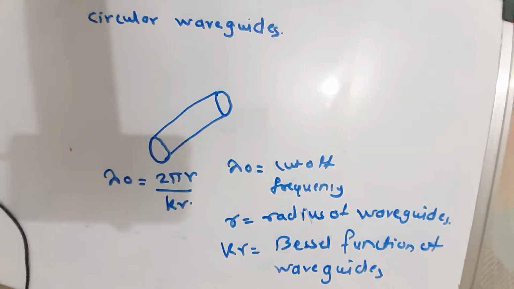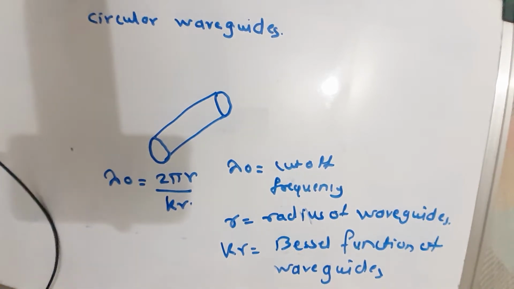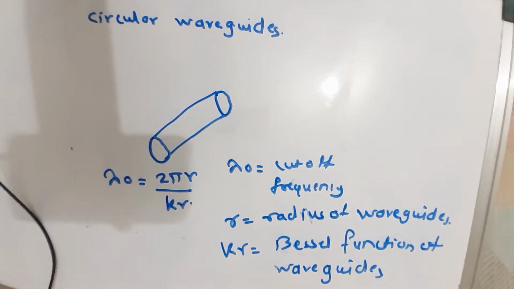Hello students, now we will go for the circular waveguides. The circular waveguide performs the same function as a rectangular waveguide. Similarly, the wave propagated in a circular waveguide will be similar to the wave in rectangular waveguides. Means in a rectangular waveguide the wave propagated in a particular direction will be the same as in circular waveguides.